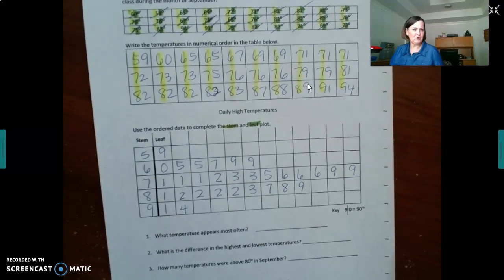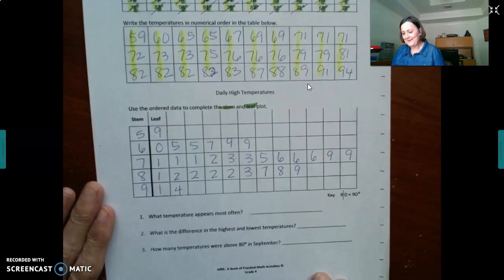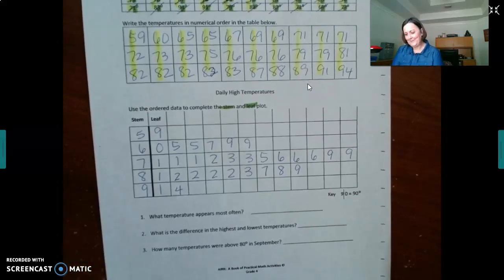So just looking at our stem and leaf plot, we can see which temperature happened more frequently, which one happened less frequently, etc. Okay, so that's a good way to organize data. So let's answer some questions. Which temperature appears the most often?